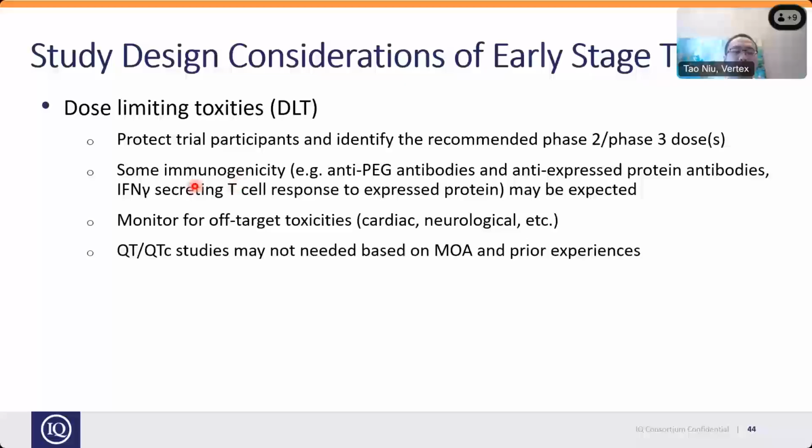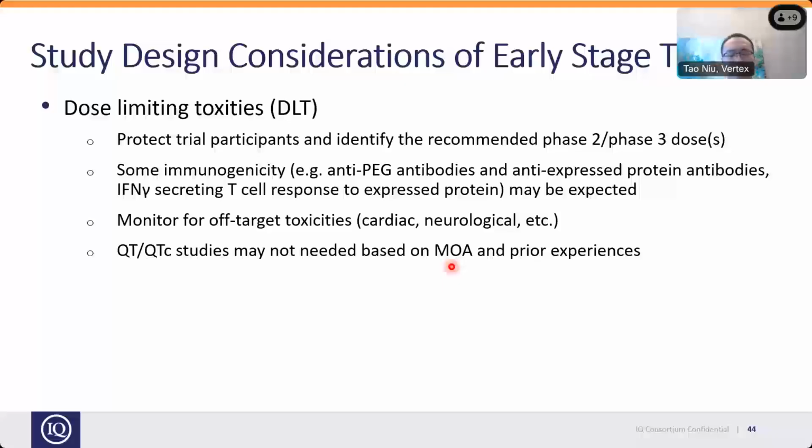And typically you may expect some immunogenicity, like I mentioned earlier: anti-PEG antibodies, anti-expressed protein antibodies, or interferon gamma secreting T cell response to expressed protein if it is an intracellular protein, for example, that may be expected. And also the sponsor may need to monitor the off-target toxicity, such as on the cardiac channel. And QTc study may not be needed, but it depends on the mechanism of action and prior experiences.